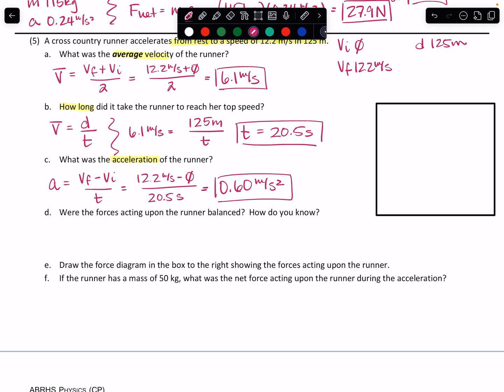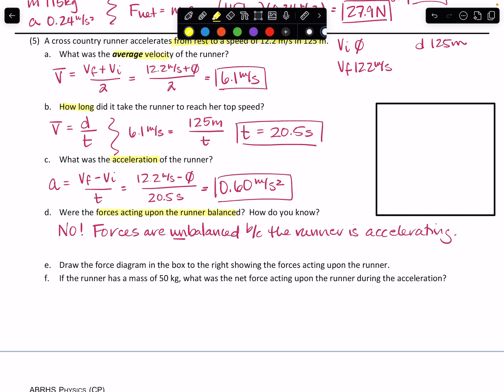And so then part D asks, were the forces acting upon the runner balanced? Remember, if the forces are balanced, then F net is going to be equal to 0, and there's no acceleration. So in this case, because we've calculated that the runner is accelerating, then we have unbalanced forces. So the answer here is going to be no, the forces are unbalanced, because the runner is accelerating. Again, if the forces were balanced, there would be no acceleration. We'd be moving at constant velocity.